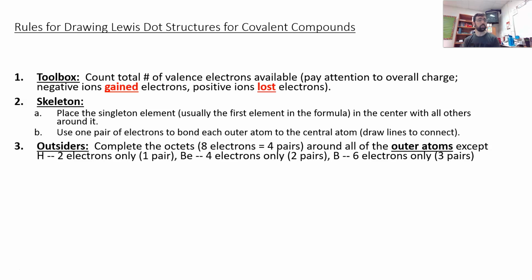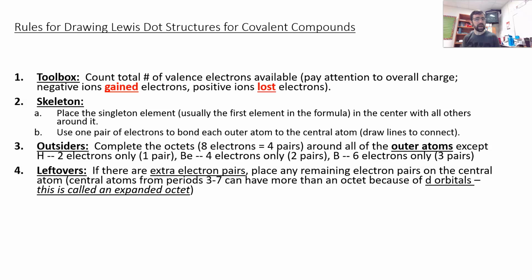Outsiders. This step, we're going to complete the octets around all of the outer atoms. Those are the ones on the outside, not the central atom. Okay. There are exceptions. Remember, hydrogen only wants 2 valence electrons. That's 1 pair or 1 bond. Beryllium wants 4 valence electrons, and boron wants 6. Okay, so we're going to keep that in mind when we do step 3. But we want to make sure that all of the outsiders have the number of electrons that they want, whether that's 8, which it is for almost everything, or if it's 2, 4, or 6 for our exceptions.